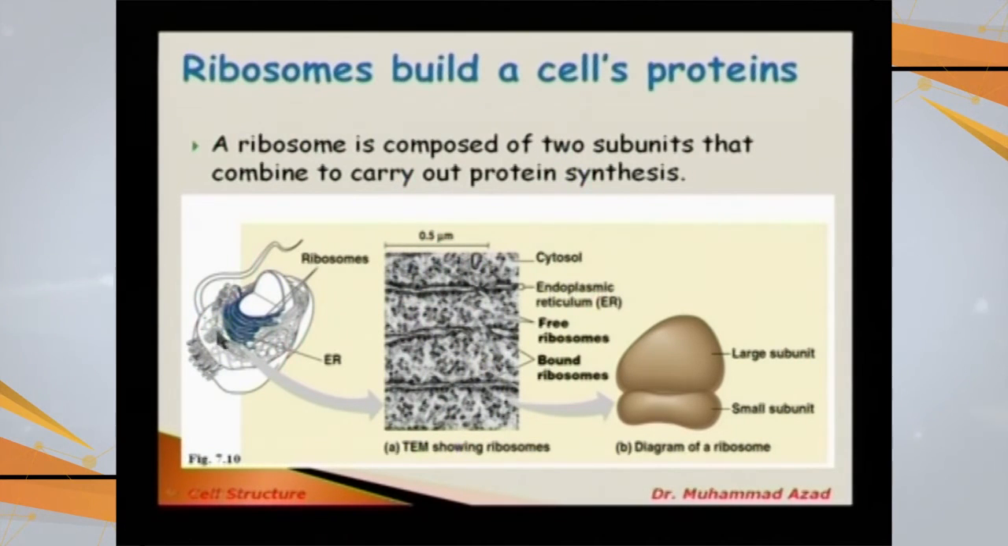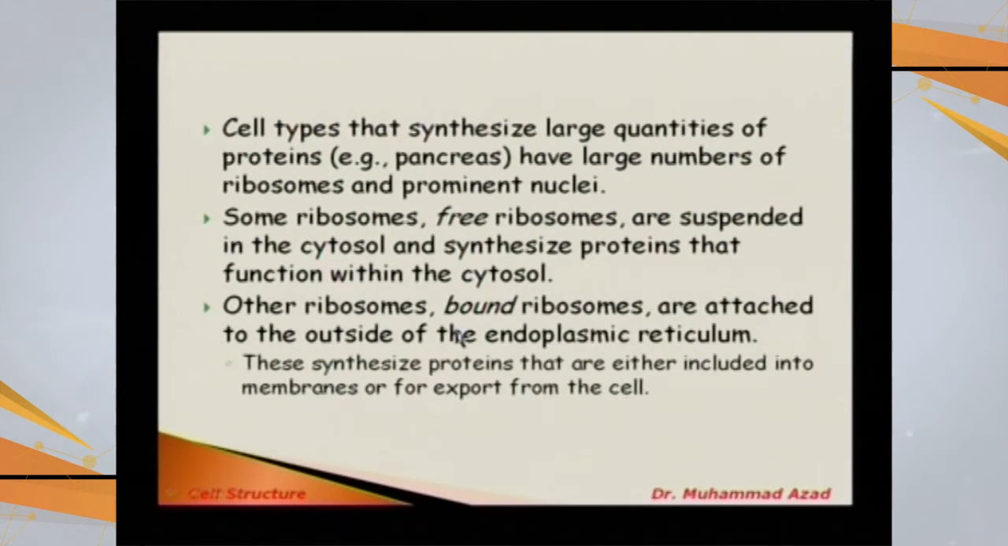You can say this is an enlargement from the cell, and this is the cytosol, the liquid part. This is the endoplasmic reticulum having ribosomes attached, and these are the free ribosomes. This is an electron microscopic view of these ribosomes. Cells which require more protein synthesis, like the cells in the pancreas, because they make pancreatic juices as well as the hormones insulin and glucagon, have a very large number of ribosomes and prominent nuclei, because the nucleus gives the order and the ribosomes decode that order.